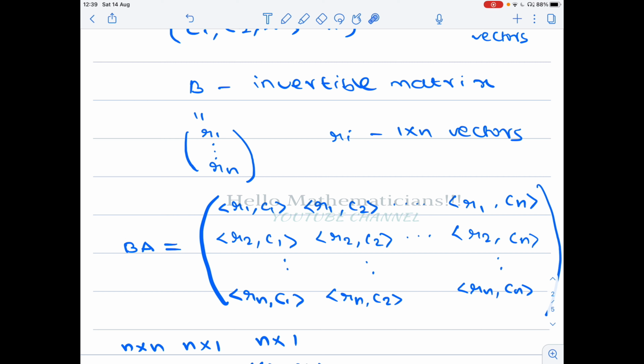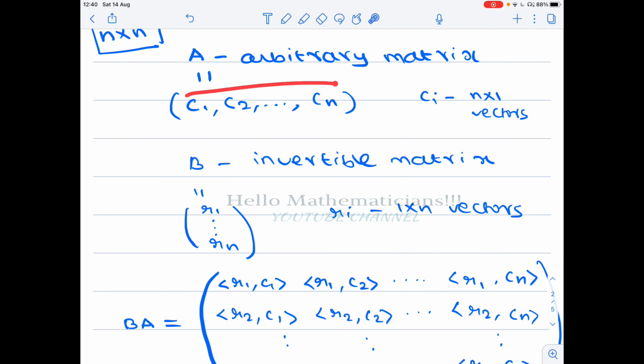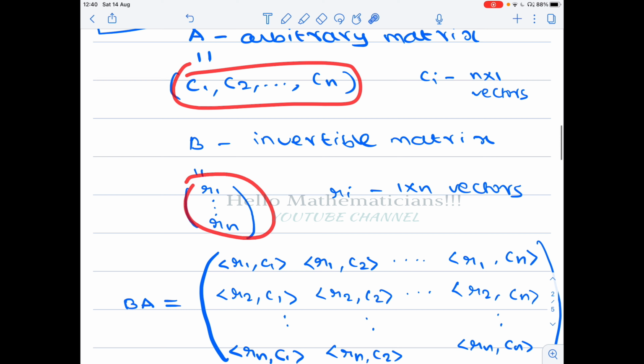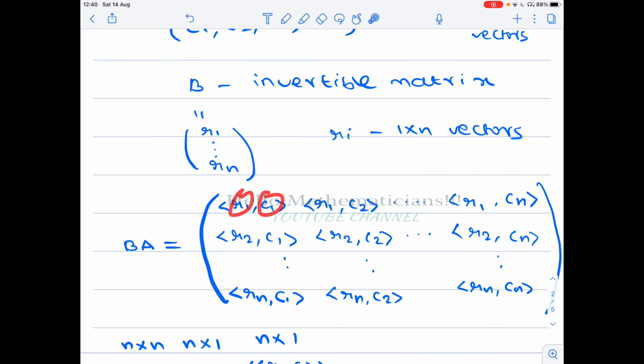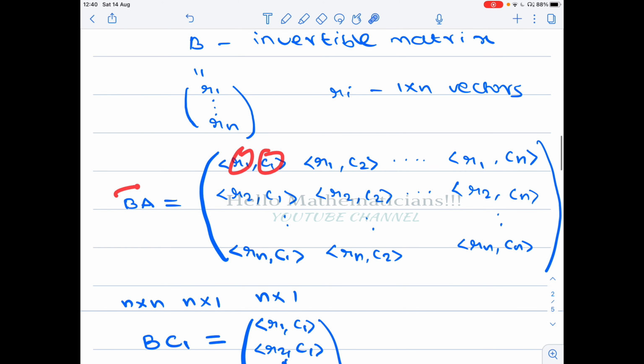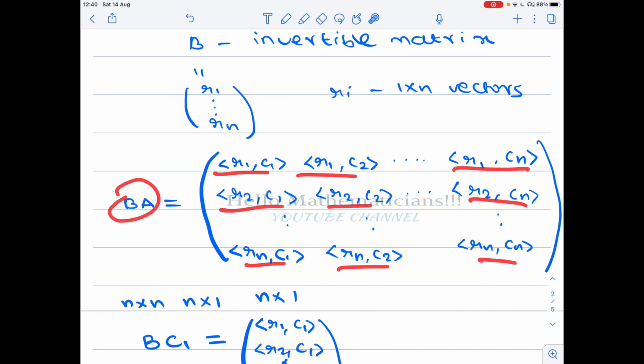So when you multiply BA, each entry is an inner product, such as the inner product of R1 and C1, where the Ci's are columns of A and the Ri's are rows of B. That is the notation we are using. Therefore, the entries of BA are given by these inner products. Okay, that is one observation.